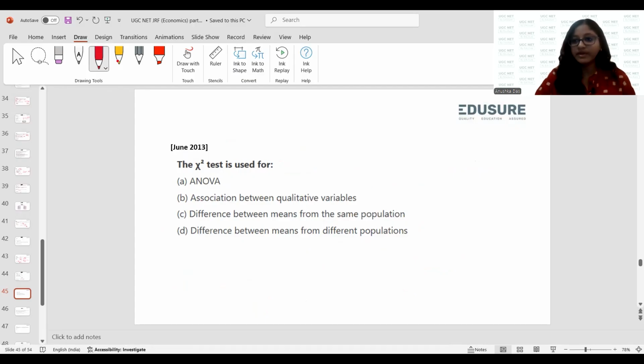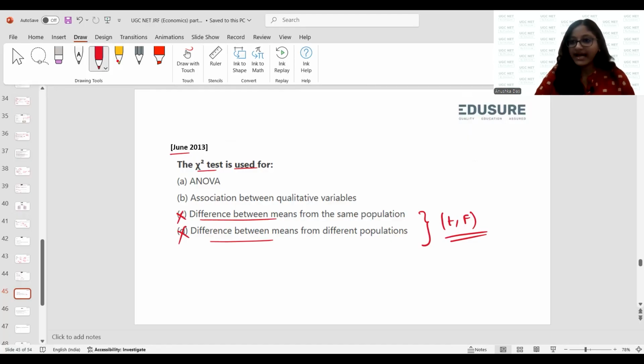June 2013 paper. It says the chi-square test is used for what? Is it ANOVA, association of qualitative variables, difference between means from the same population, or difference between means from different populations? So firstly, try to eliminate the options. We know the difference between means can be done by the t-test and the f-test. Difference in mean has nothing to do with chi-square, so these two options are already gone.